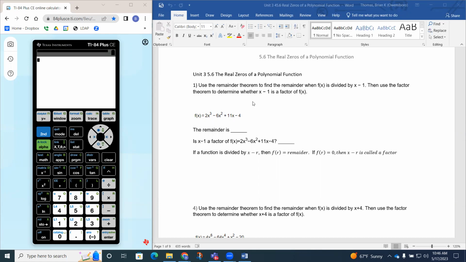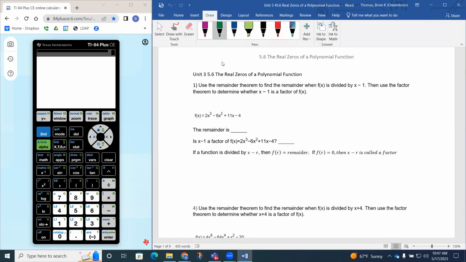So let's see what question 1 deals with to start with. Use the remainder theorem to find the remainder of f of x when f of x is divided by x minus 1. Then use the factor theorem to determine whether x minus 1 is a factor of f of x. So some things to pick up on is this. If a function is divided by x minus r, then f of r represents the remainder. So we have some neat little formula.